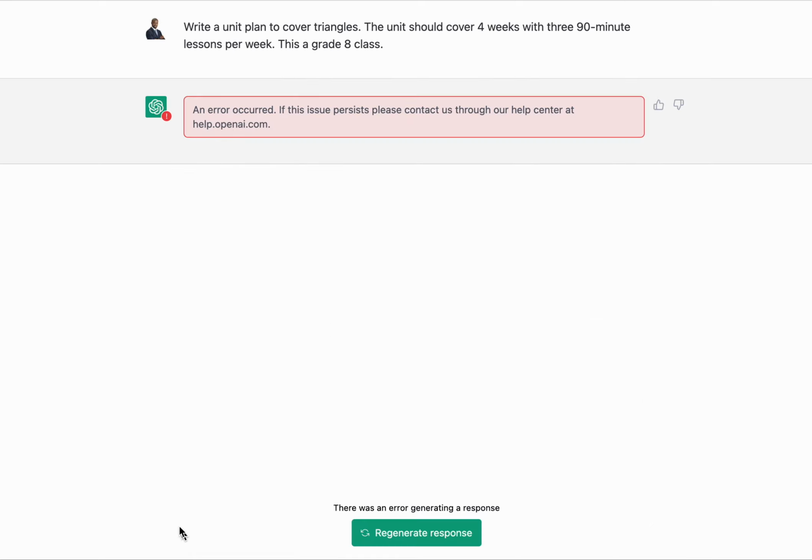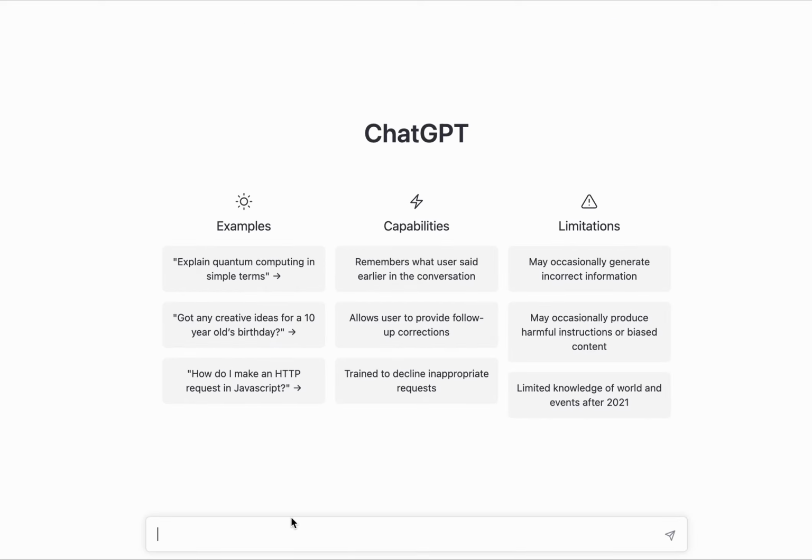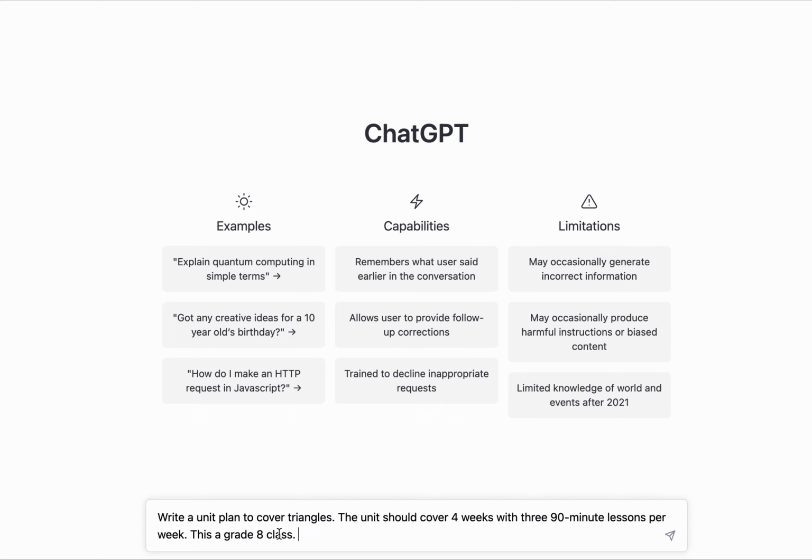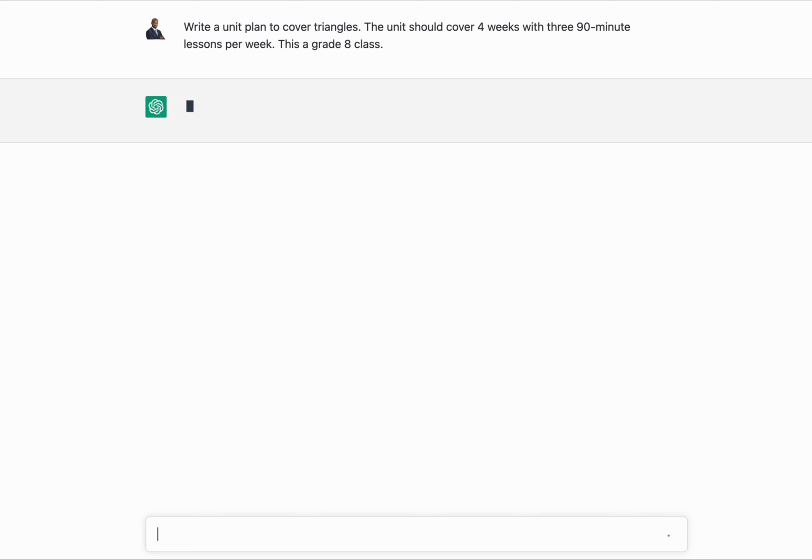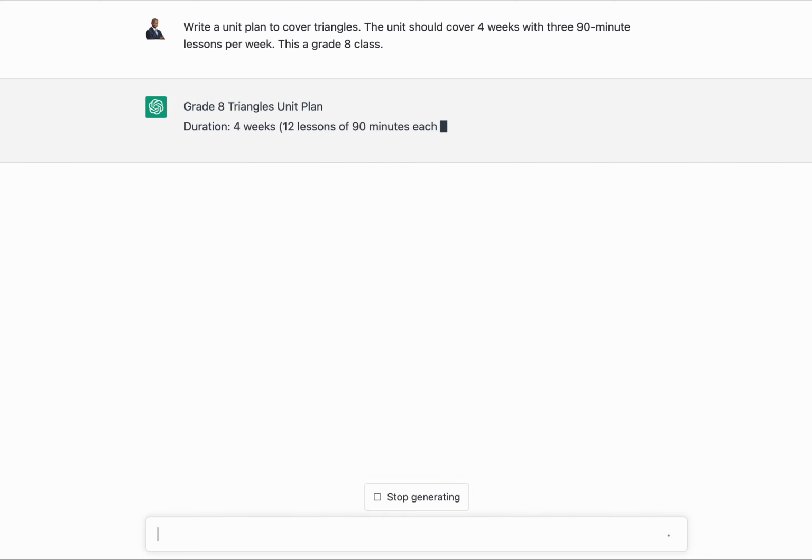So let's see. Oh dear, I maybe need to regenerate that. What I'm going to do is grab this first, and then I'm going to redo that, because sometimes it does this. Don't panic. See what I just did? I just regenerated it, and then I made sure that I copied it. All right, so 4 weeks, 12 lessons of 90 minutes each.